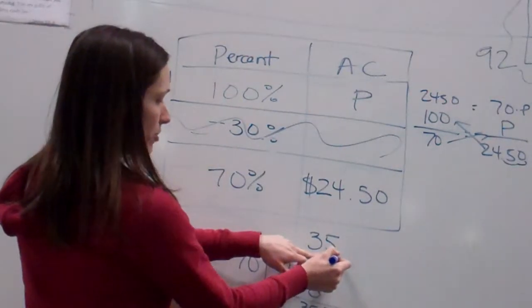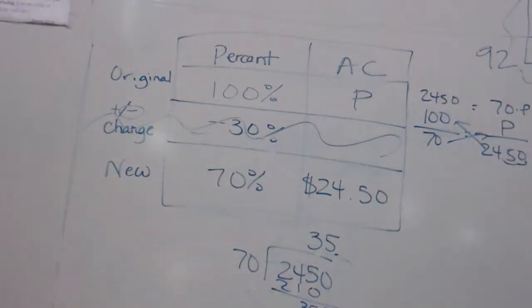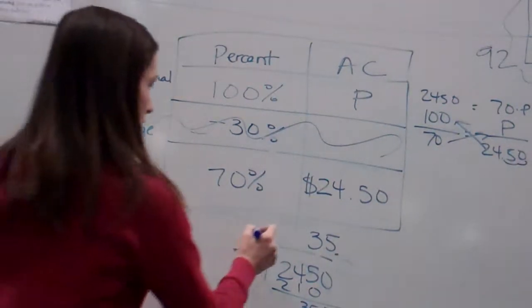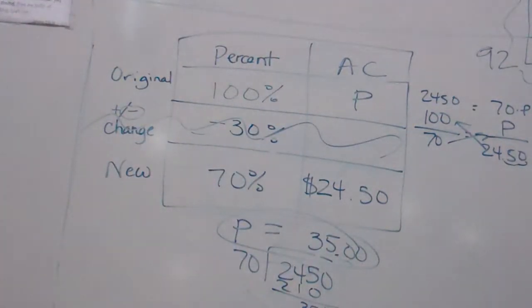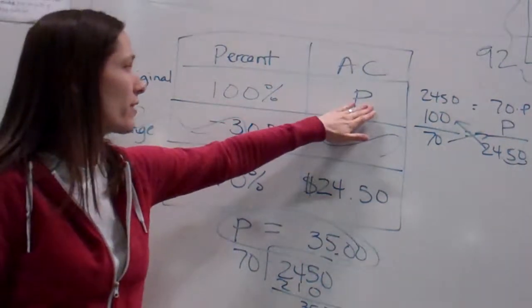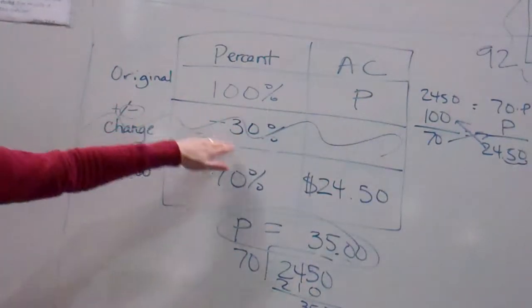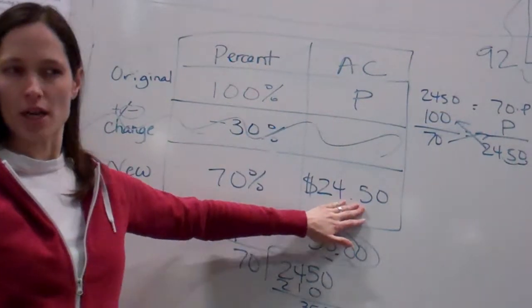So, what was the original price? If I had a decimal, I'd put it right there. So, what is the original price? $35. P equals $35. So the original price was $35. It was reduced 30%, which made it $24.50. Everybody understand how it works?